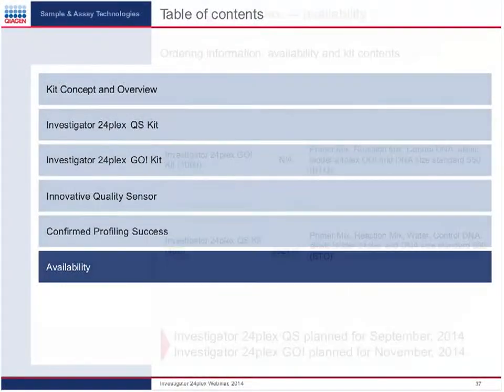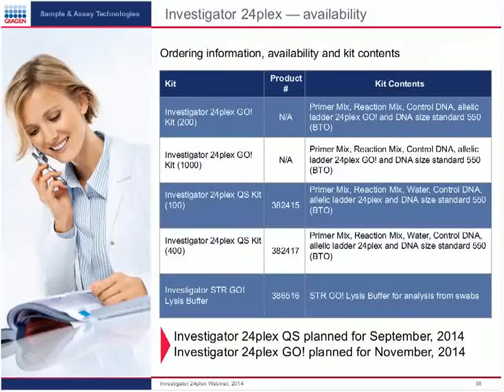Okay, the last part is the availability. As mentioned before, we have a two-kit format. This is 24Plex Go for direct amplification. These kits will be available in formats of 200 and 1000 reactions. And these contain, of course, primer mix, reaction mix, control DNA, allelic ladder. And what's also included in the kit is a DNA size standard 550 as a BTO marker, so you don't have to buy this separately.